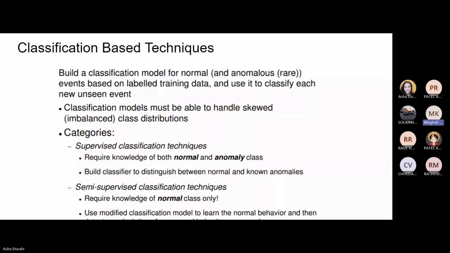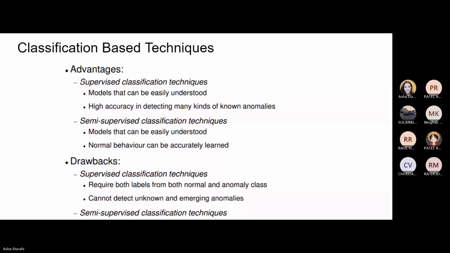And what are the advantages of these classification based techniques? So when you go for supervised classification based, the models can be easily understood. They are easy, less complex, high accuracy in detecting many kinds of known anomalies. When you go for semi-supervised, the models can be easily understood. Normal behavior, you can accurately learn from that, or anomaly can be tagged easily.